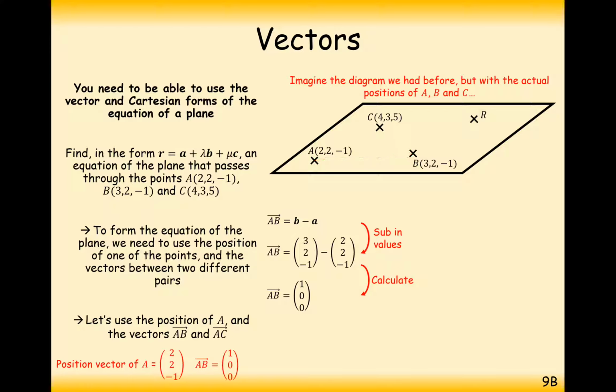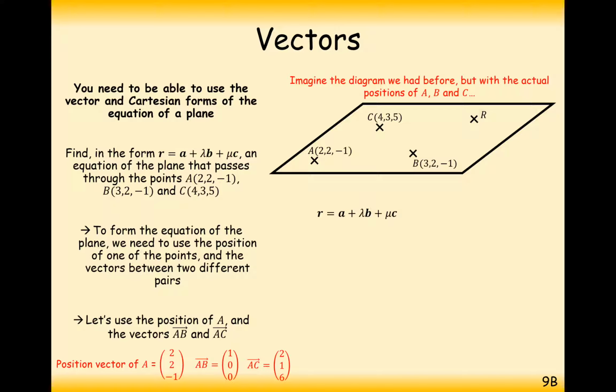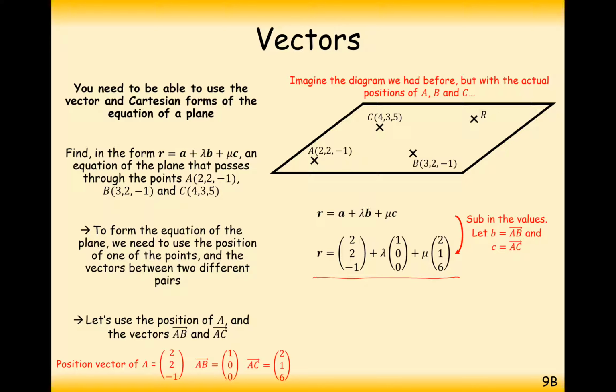And we also now need to work out how to get from A to C as well, so that we've got two dimensions that we can travel in on this plane. And in this case, subbing in C minus A to get from A to C, we get the vector 2, 1, 6. So now we've got all three of our components that we need to make the equation of this plane. And our answer is r equals A, the starting position, 2, 2, minus 1, add lambda lots of how we get from A to B, add mu lots of how we get from A to C, so 2, 1, 6. And this here is the equation of our plane.